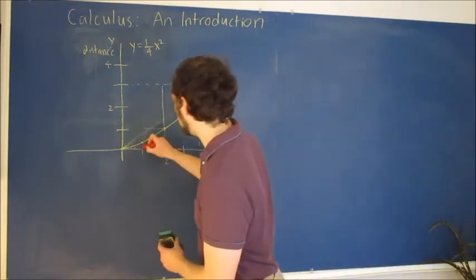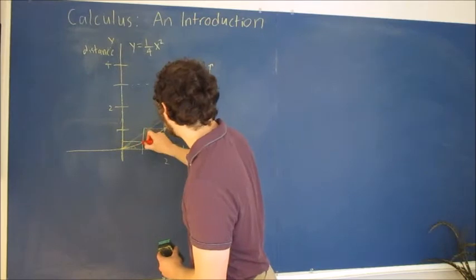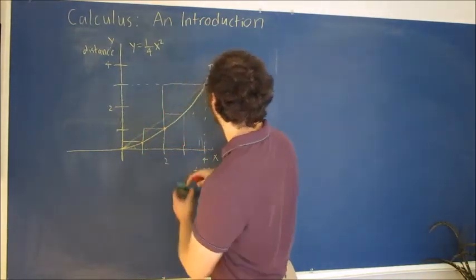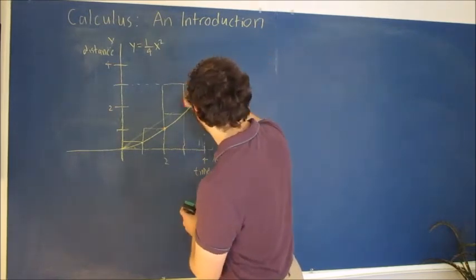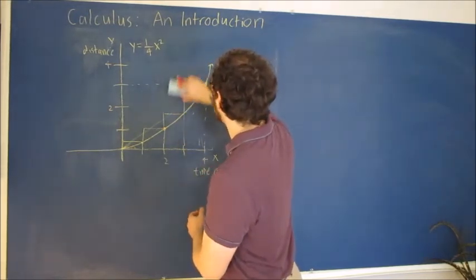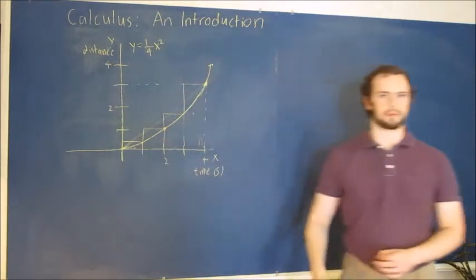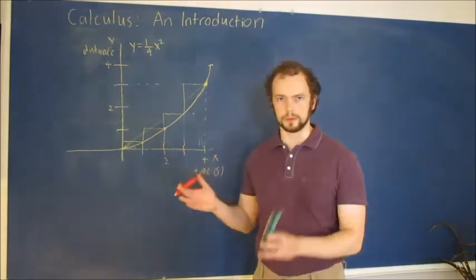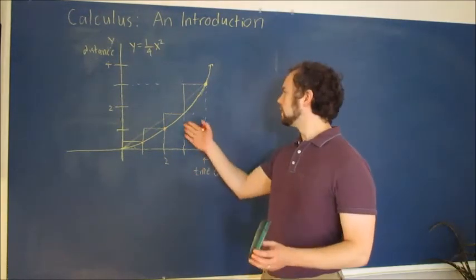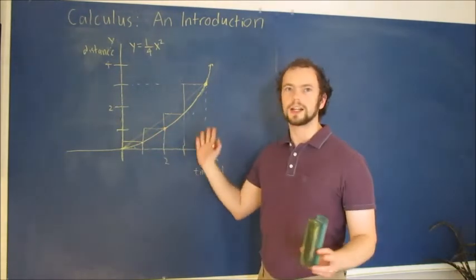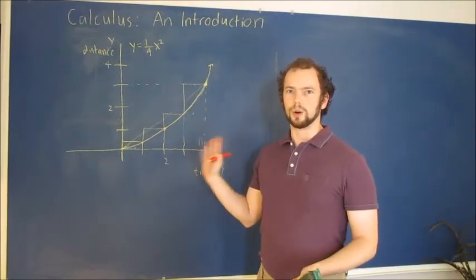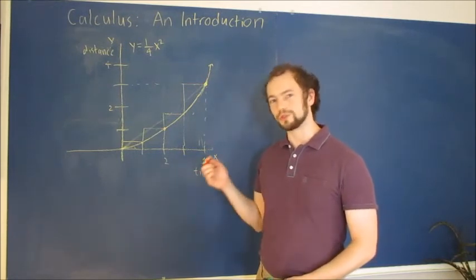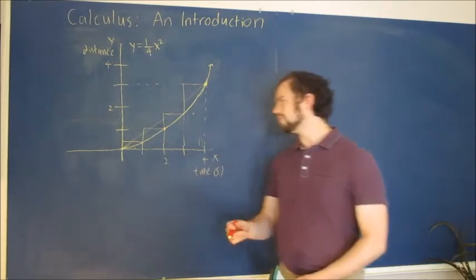Well, we could make this better. Maybe let's double the number of rectangles that we have, right? And then we remove a little bit of the extra space there, right? And you kind of get a sense that the more rectangles we do, the better it'll be. But so long as you're just using a finite number of rectangles, you're only ever going to get an approximation, right? You're never going to get the true area.